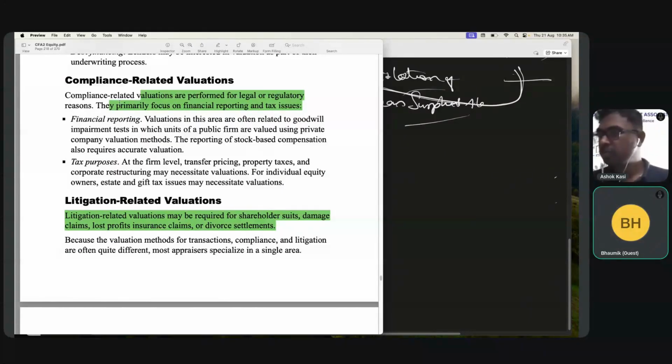So compliance, you can simply understand, means as per the rule you are supposed to do financial reporting. So as per the financial reporting, what is the value? That is a simpler way to understand. But because they have said goodwill here, you will have that doubt about why goodwill is coming here. Goodwill comes in a private company because they get more profits than what they are supposed to get.